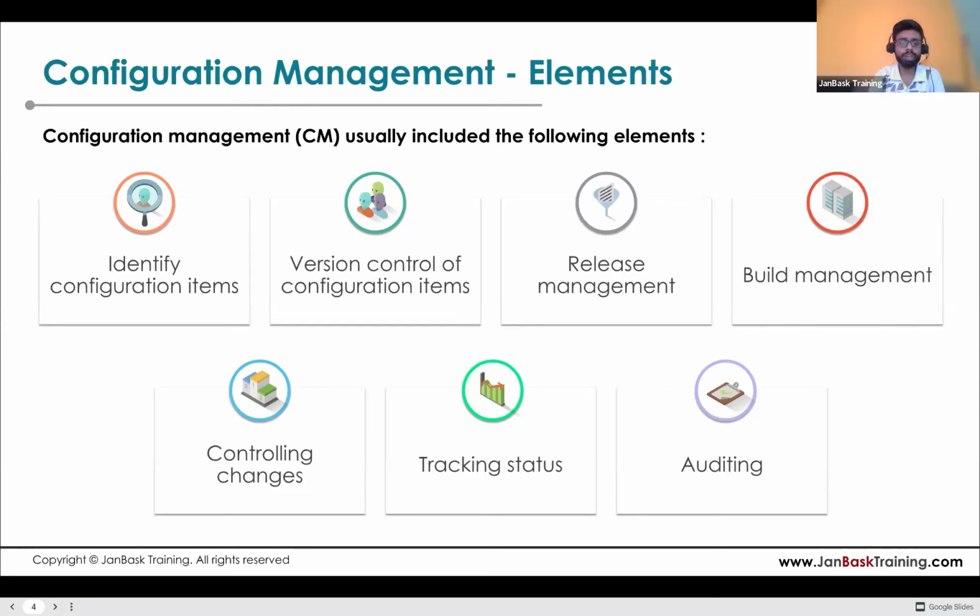Next is the version control of configuration items. So what do you mean by version control? As I mentioned, there could be different versions of test cases, different versions of test data, or from the development perspective, they need to maintain different versions of code as well. So this comes under the version control of configuration items. From the testing perspective, you can use different tools like Jira, or there are several other tools available in the market as well. Some of the version control tools are GitHub or Bitbucket, which we can use as version control tools.